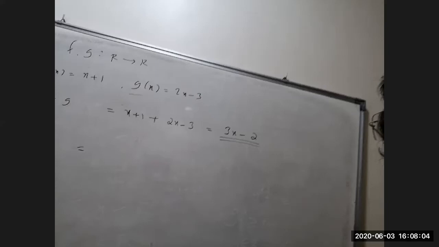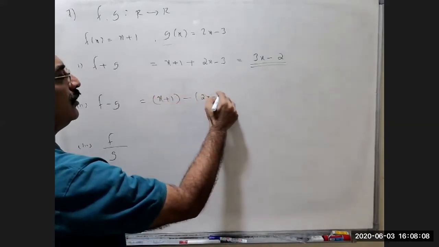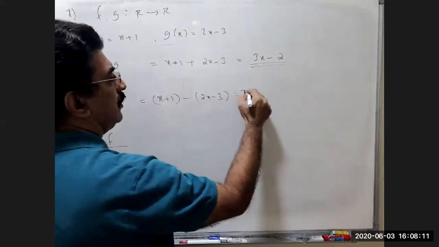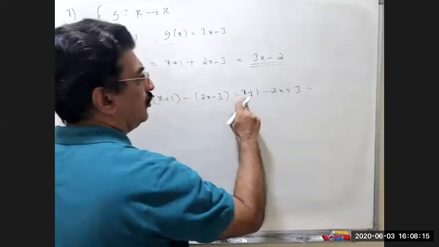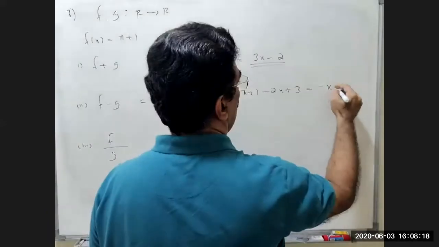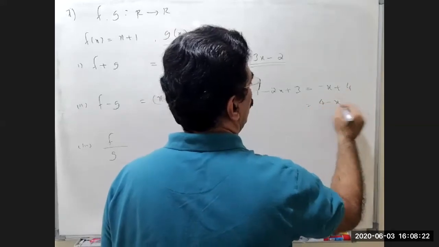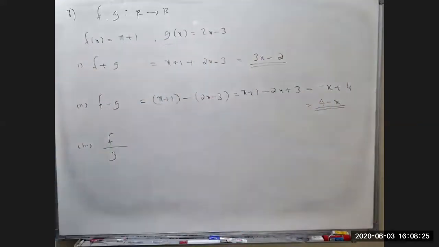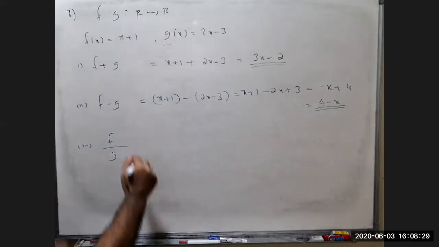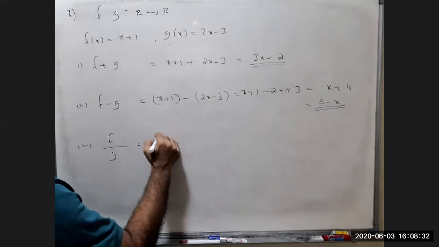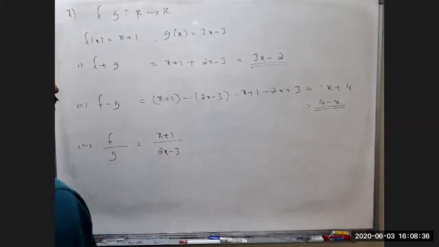See that f minus g is x plus 1 minus of 2x minus 3, x plus 1 minus 2x plus 3. So x minus 2x is minus x, and 1 plus 3 is 4. All that we can write as 4 minus x. Now, f by g means f is x plus 1 by g is 2x minus 3.